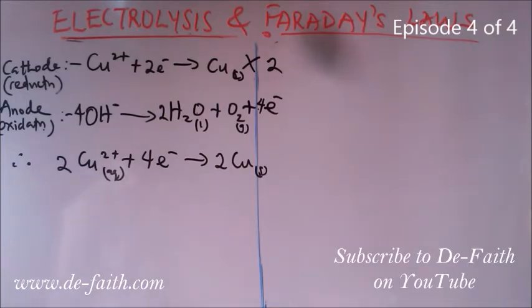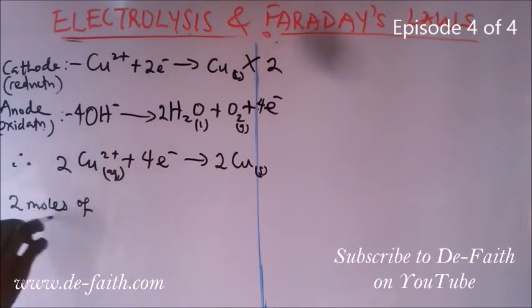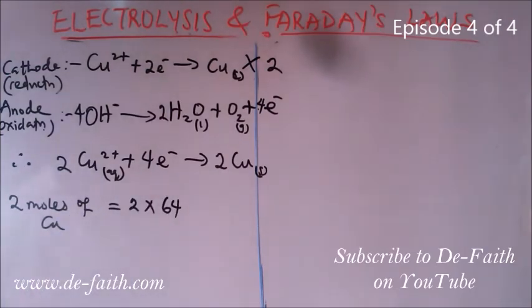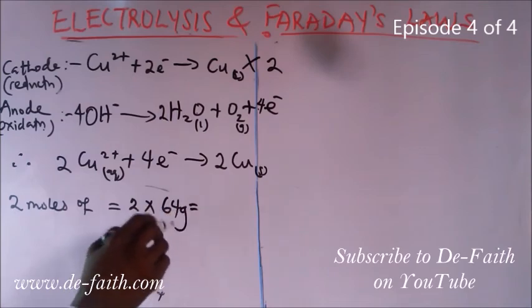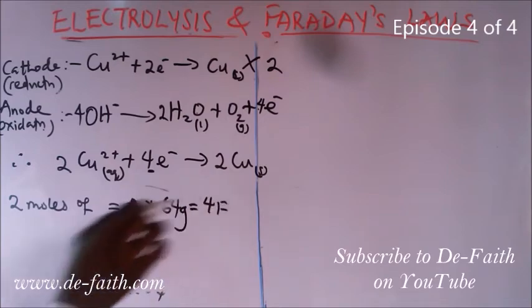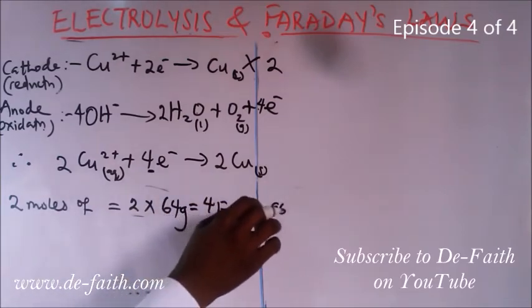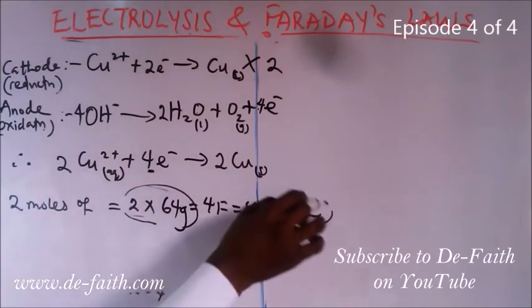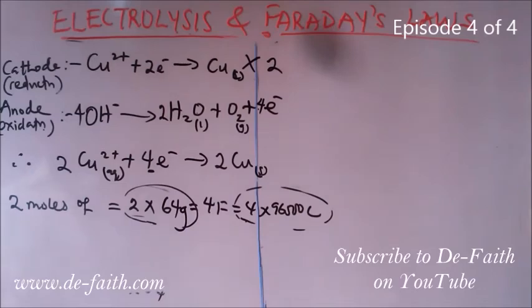Next is that we were told that 0.16 gram of copper was deposited on the cathode. What is the quantity of electricity that produced that? From this reaction, we can deduce that 2 moles of copper equal to 2 of the relative atomic mass of copper, which is 64. We have 2 times 64 grams of copper, and here we have 4 Faraday of electricity, which is 4 times 96,500 coulomb.